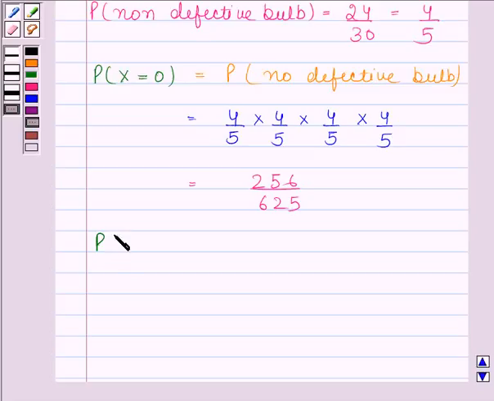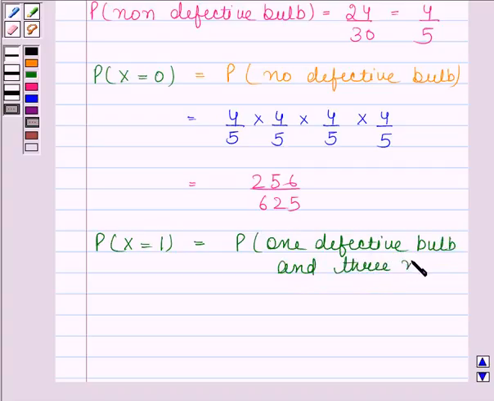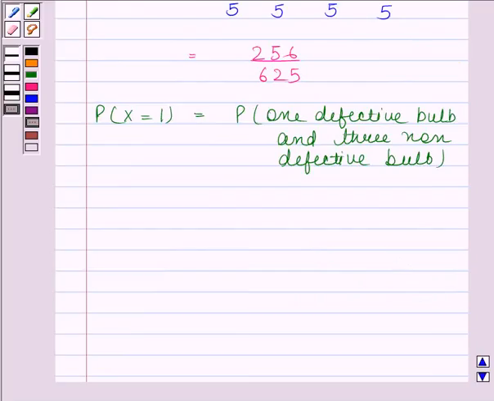Now we will find the probability of X at 1. Probability of X equals 1 means we have to find the probability of getting 1 defective bulb and 3 non-defective bulbs. Now, this 1 defective bulb can be in the first draw, second draw, third draw or in the fourth draw. So, when the first bulb drawn is defective and the other 3 bulbs are non-defective, then the probability is 1 by 5 into 4 by 5 into 4 by 5 into 4 by 5, right?